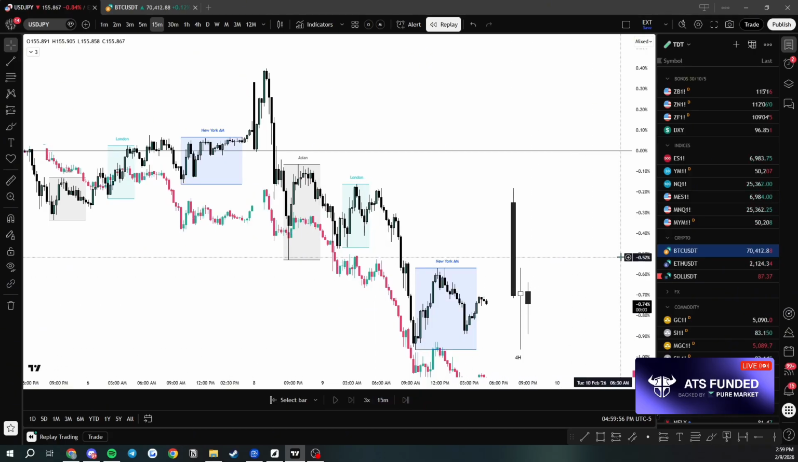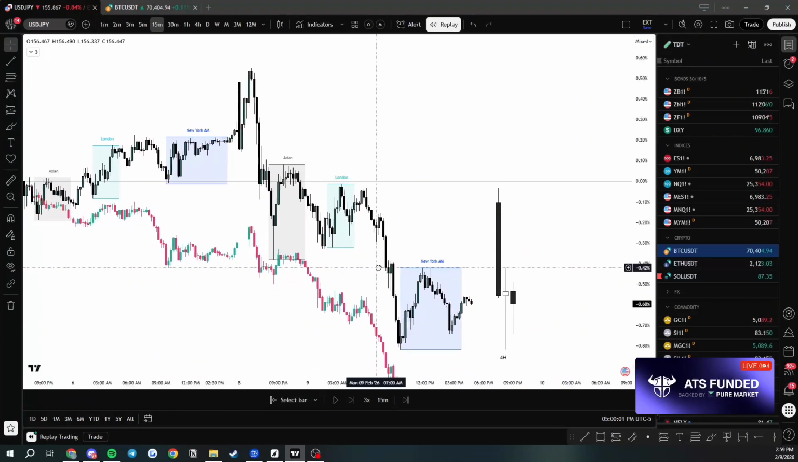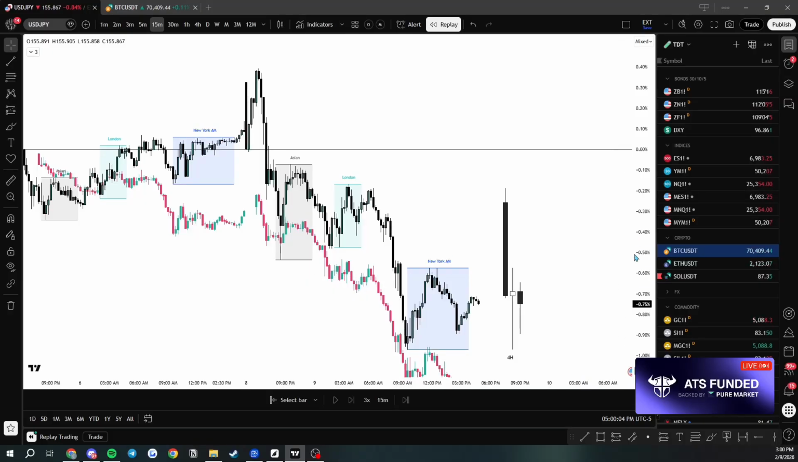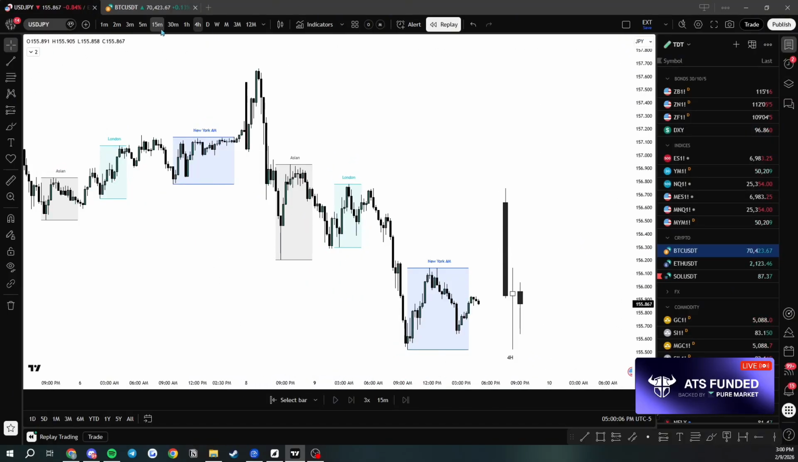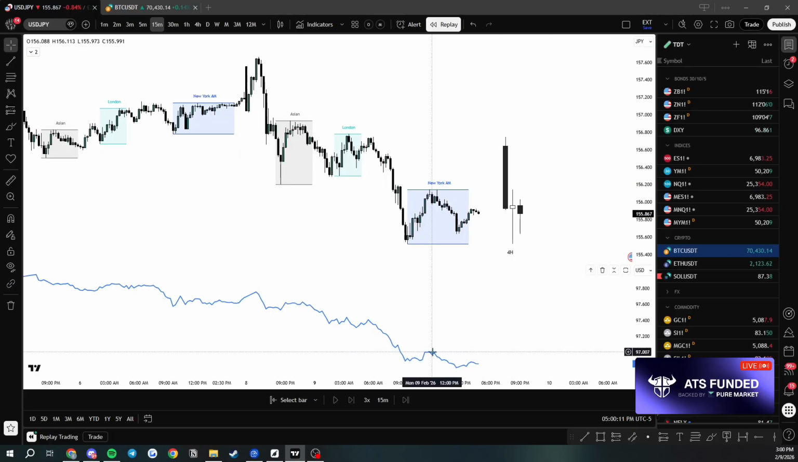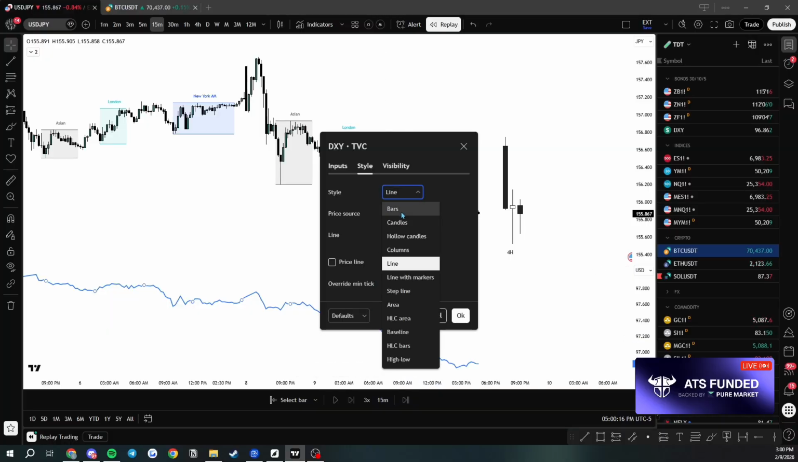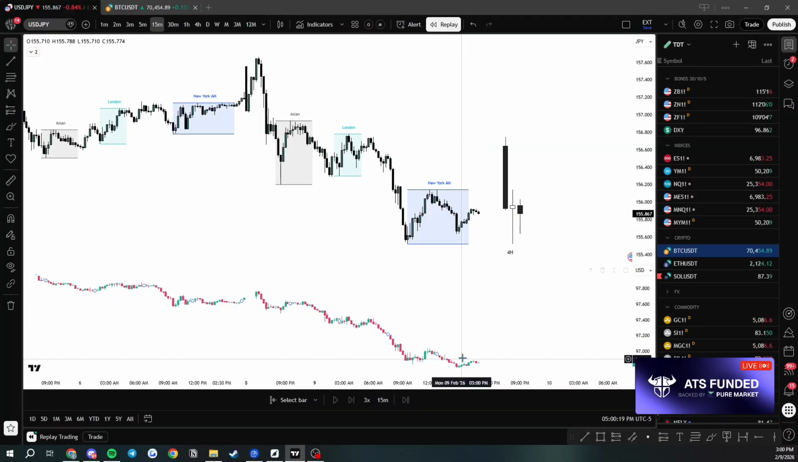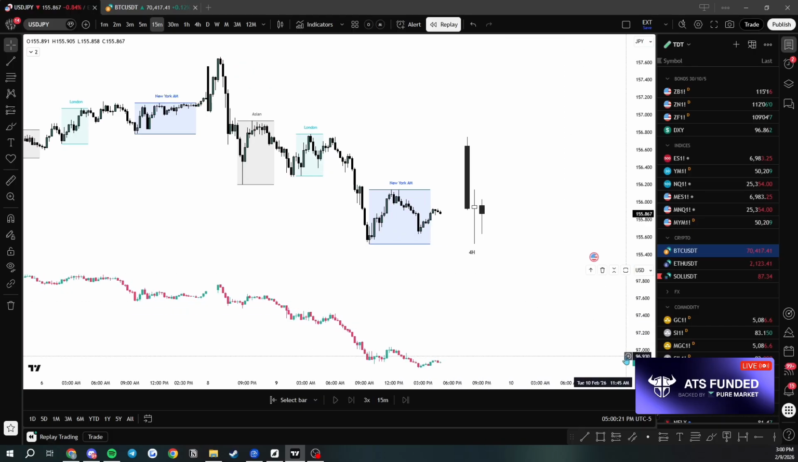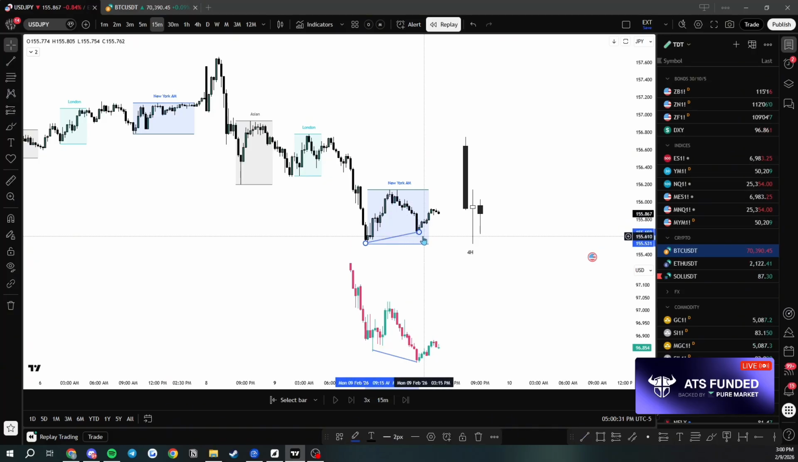Like I said, guys, it's a new concept, so don't beat yourself up if you can't find it yet. It will take a little bit of time to train your eyes. It's one of the more difficult concepts that we've gone over, and we're just barely introducing it today. Yeah, there is SMT here. We have this low being taken, and this one is not.